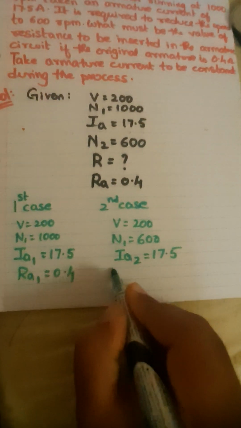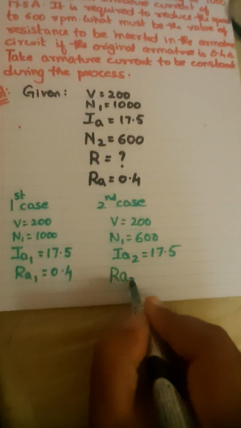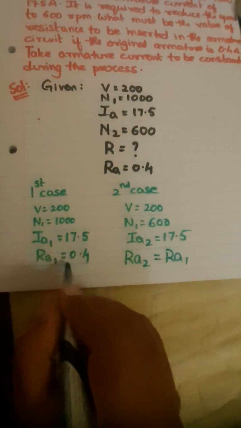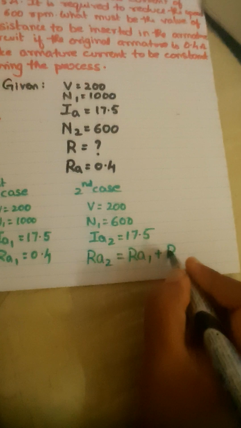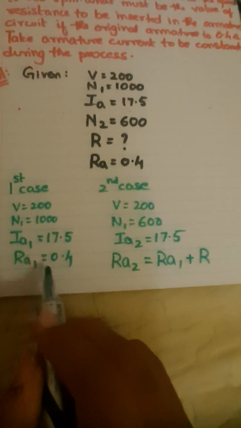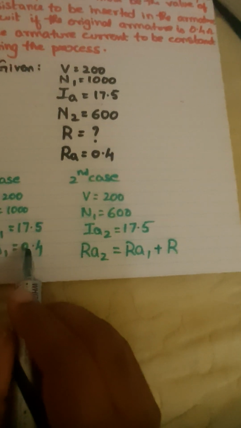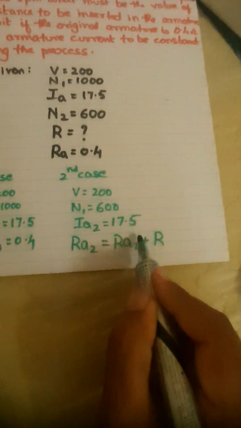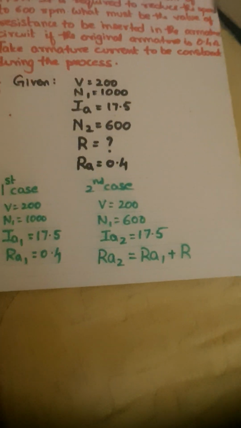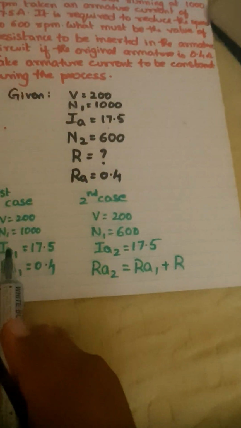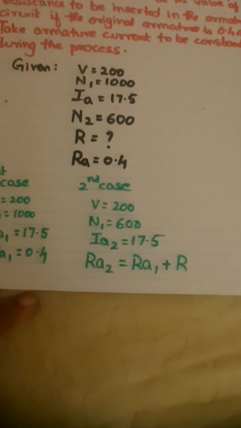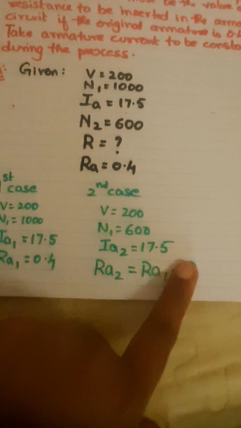Now they are asking for the added resistance. RA2 is nothing but RA1, which is already 0.4, plus some other resistance we added. That formed RA2 and made the speed reduce to 600. So we have IA1, IA2, RA1, RA2. The question is what is this added R. I want the additional R.